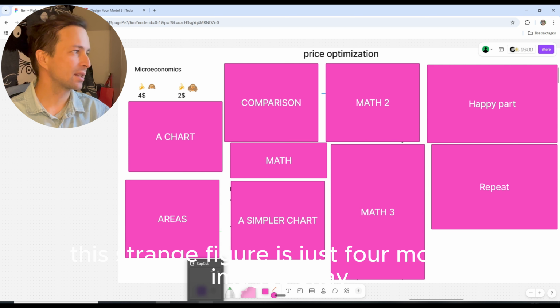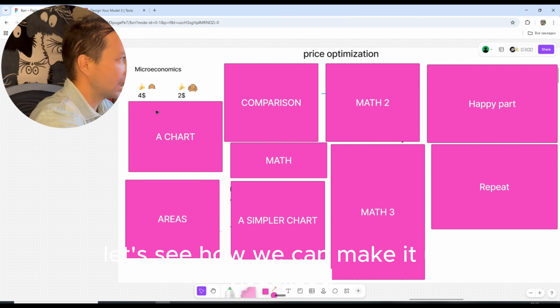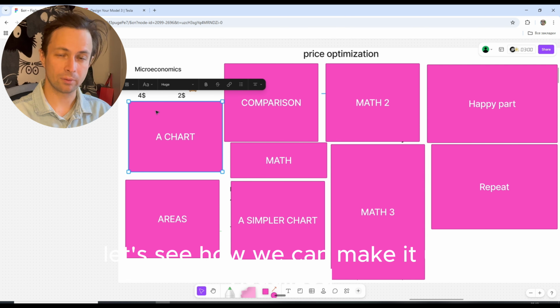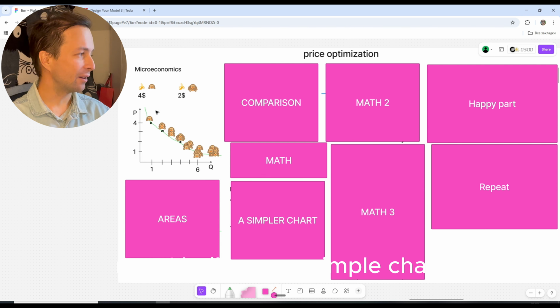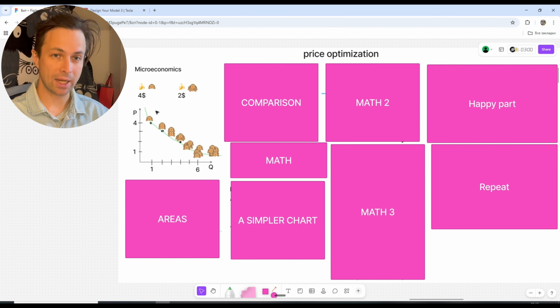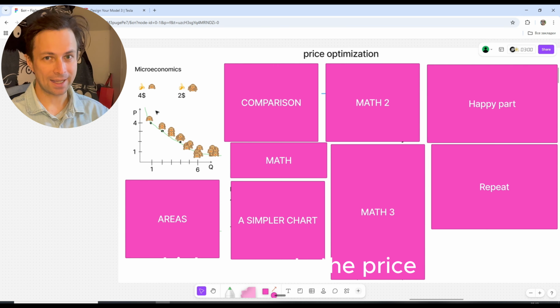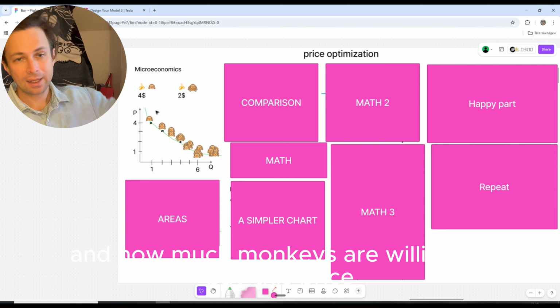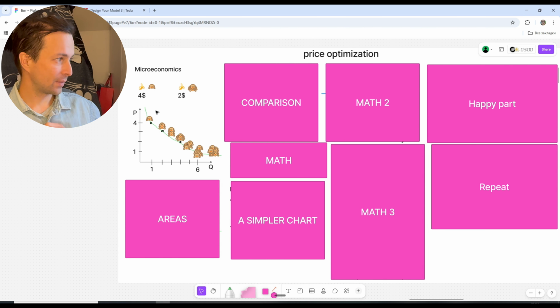Yes, this strange figure is just 4 monkey emojis. Okay, let's see how we can visualize it. Now I built a very simple chart which is called a demand curve. Basically, I showcased every dot which connects the price and how many monkeys are willing to pay this price.